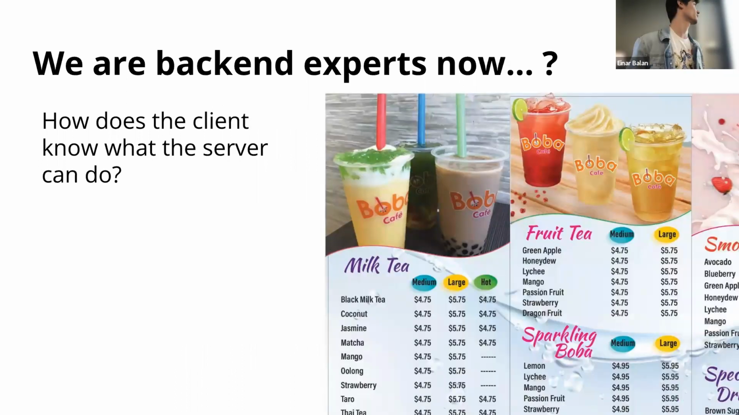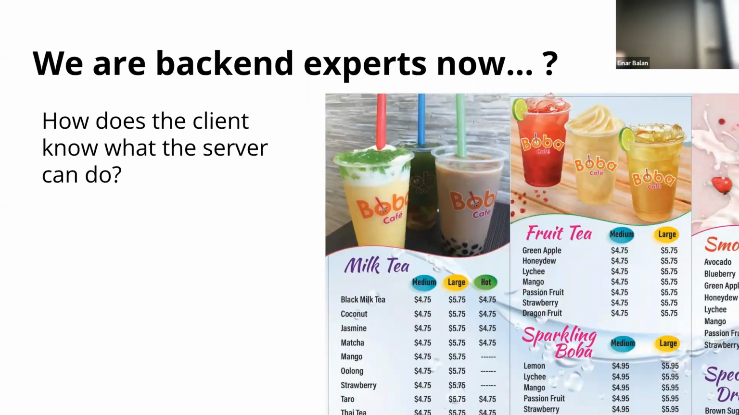And one final question, sorry if I'm asking a lot of questions, but I really want to make sure that you remember what we talked about. How does the client know what the server can do? Like, in other words, how does it know what it can ask for from the server? And as a hint, we have this menu up here that we talked about last time.